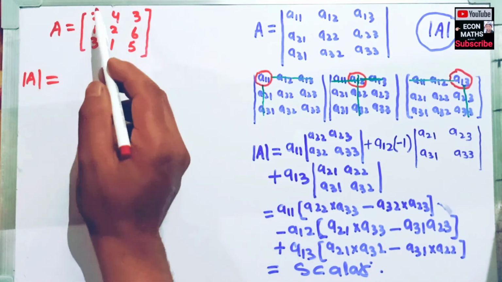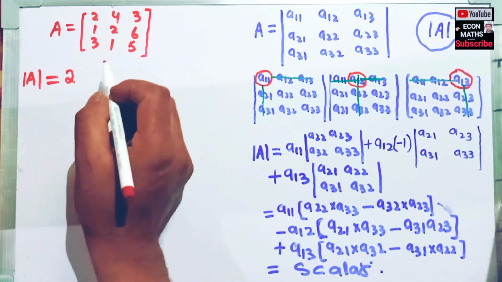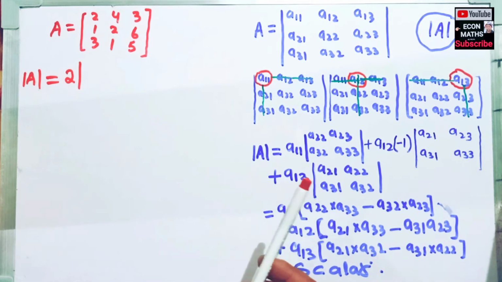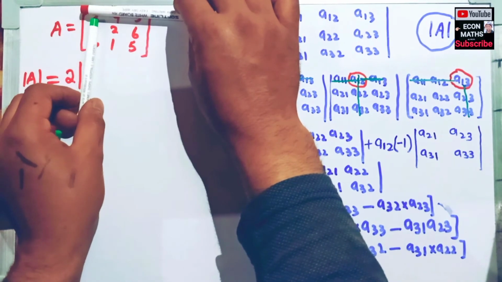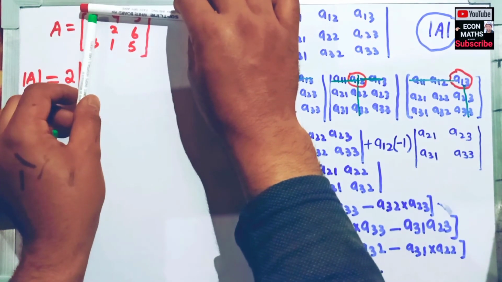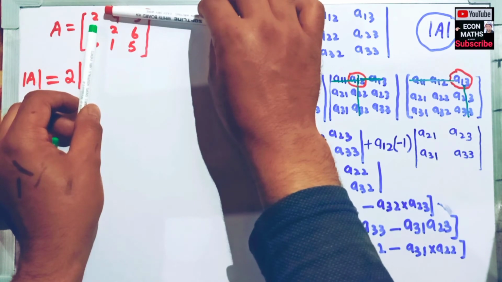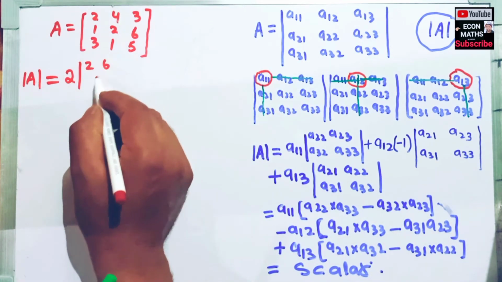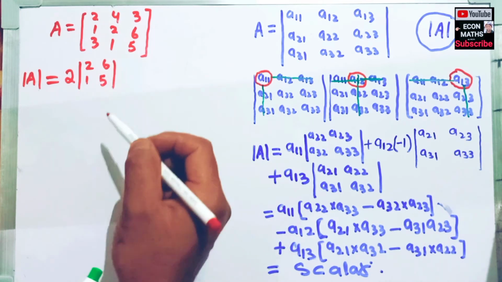Now we take the first element, that is this 2, and mentally delete the row and the column, that is we delete this row and this column. Now we multiply this 2 by the determinant of the remaining elements. Here this is 2, 6, 1, 5. So I will write 2, 6, 1, 5. So this is the first step.